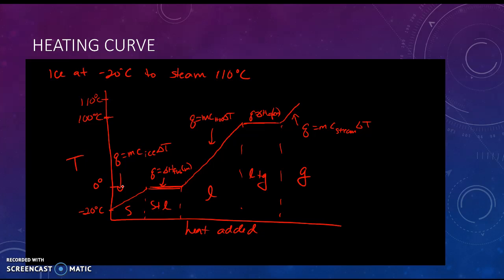You can do this for any substance, as long as you know the heat of vaporization, the heat of fusion, and the specific heats you want. You could also have heat evolved or given off. That would be going down the other way. You start at high temperature, go to low temperature. You can do that as well. All right, so that's heating curves.